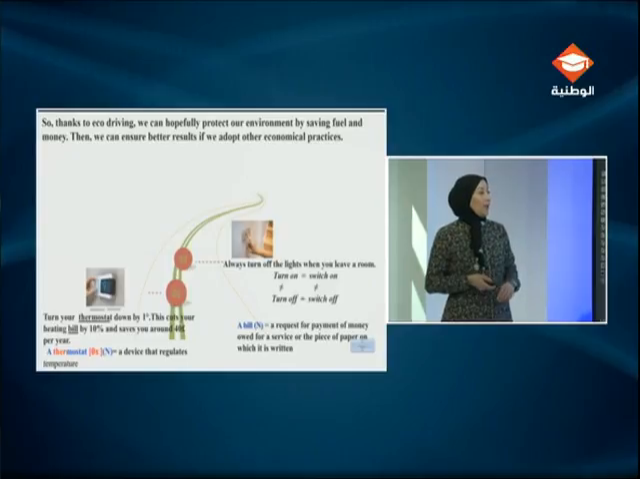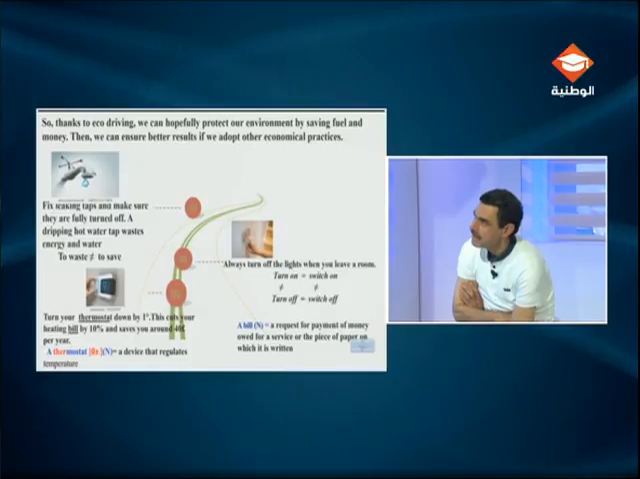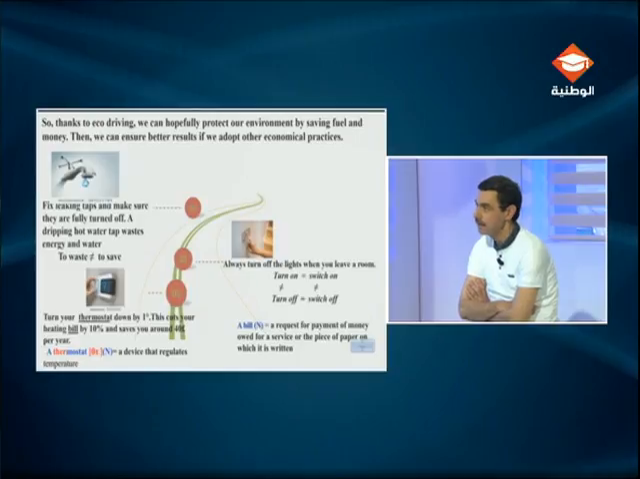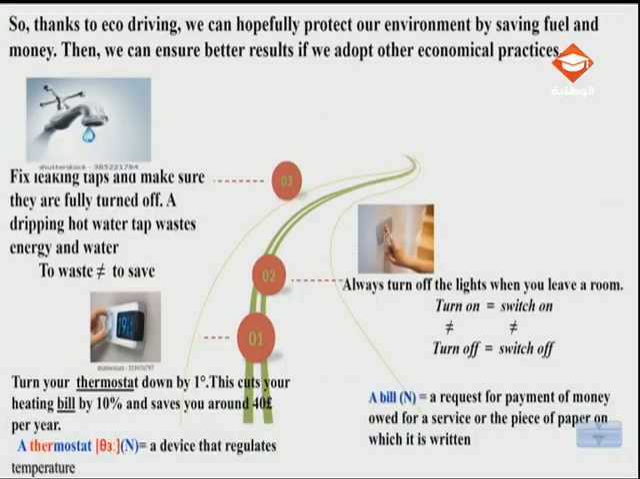I see. Next is, you talked about water. Fix leaking taps and make sure they are fully turned off. A dripping hot water tap wastes energy and water. So see, wasting water or saving water. So these are a pair of antonyms. I understand. But in this sentence, we have a pair of synonyms. So can you find two words that have the same meaning? Just a second, miss. Maybe leaking and dripping. And I can see the picture. In the picture, I can see the water tap falling into drops. Is dripping, yes. You're absolutely right.